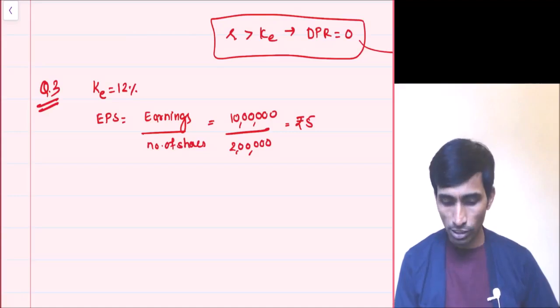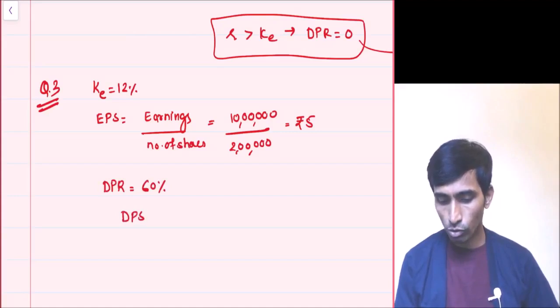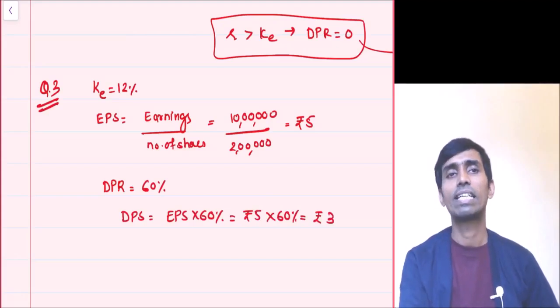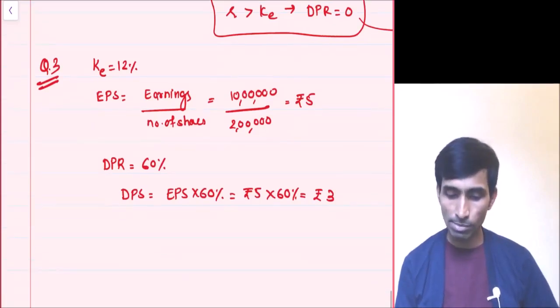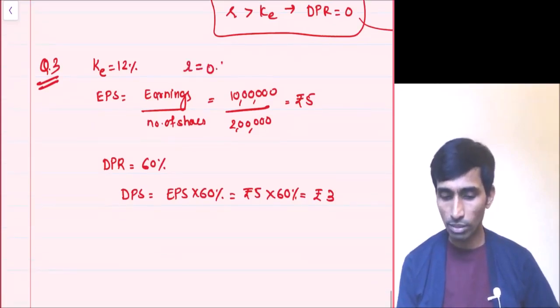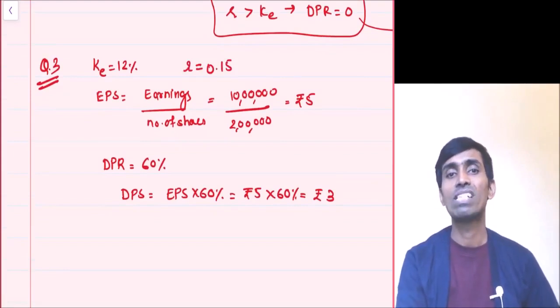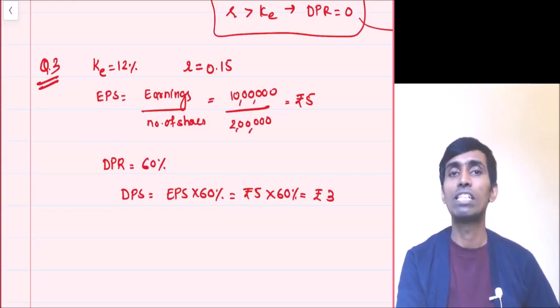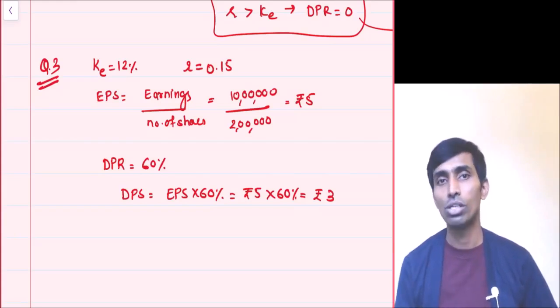Then dividend payout ratio is equal to 60%. That means DPS is equal to whatever is the earnings, out of that 60% you get the dividend. So rupees 5 multiplied by 60%, your answer should be 3. Your answer should be 3, correct? So DPS also I got, right? Now next, return on investment, my small r, that is 0.15, that is 15%. What is the market value per share as per Walter's model? What is the optimum dividend payout according to Walter model, and market value of the company share at that payout ratio?